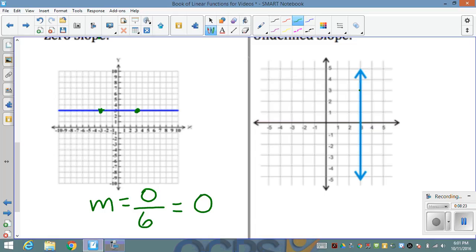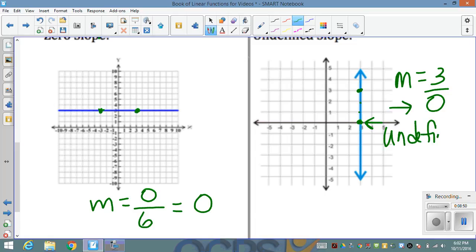Notice on my undefined one, again, no points are chosen, so I'm going to choose 2. This time I can rise. I'm going to rise starting at this point here. I'm going to rise 1, 2, 3. But I don't have any run. I don't go left or right any. Right there is why it's undefined. You cannot divide by 0. It is mathematically illegal. So my slope here is undefined.